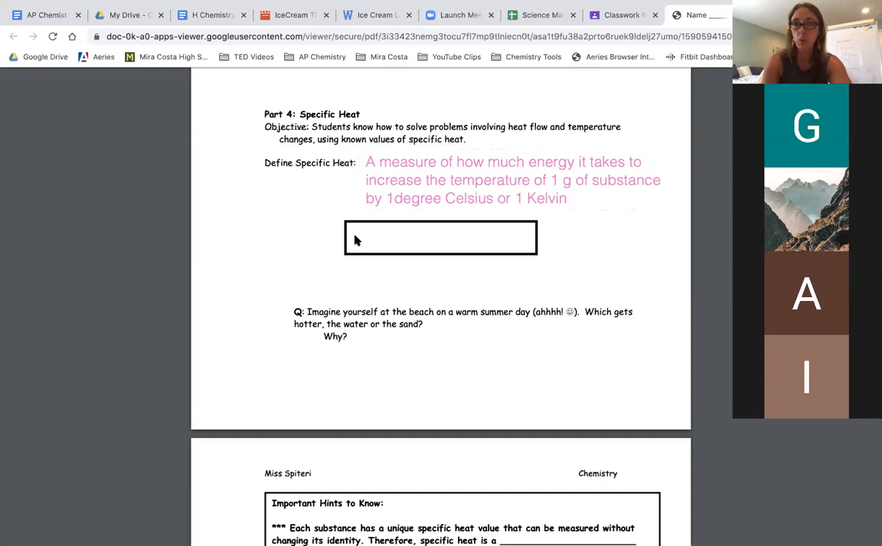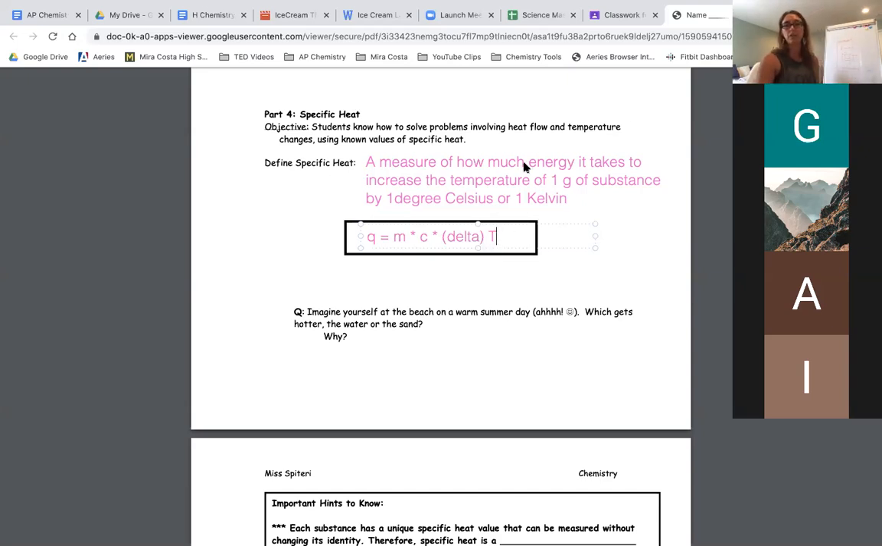The key equation for defining specific heat is this: lowercase q equals m times c times, and I can't make a triangle on here, but it's delta T, right? The change in temperature, okay? Now let's talk about what these are. So Q equals MC delta T.